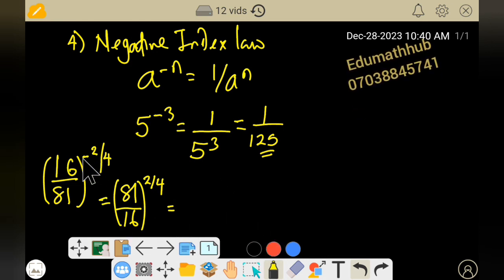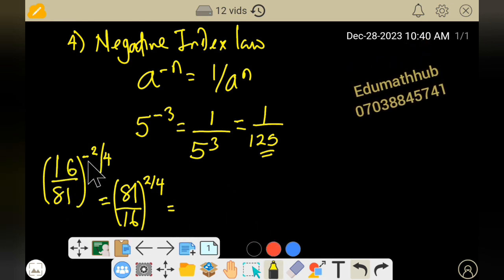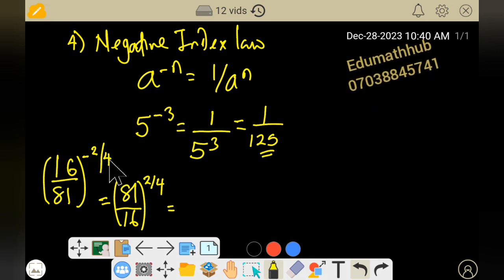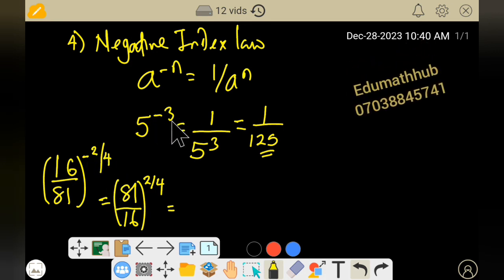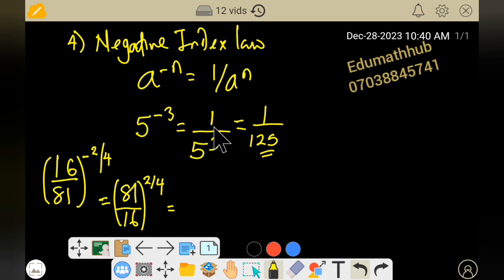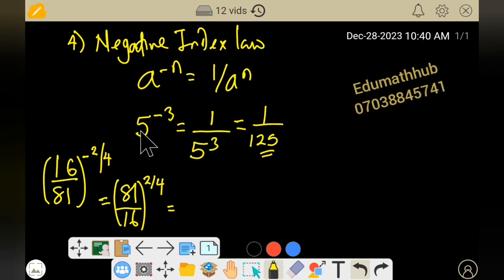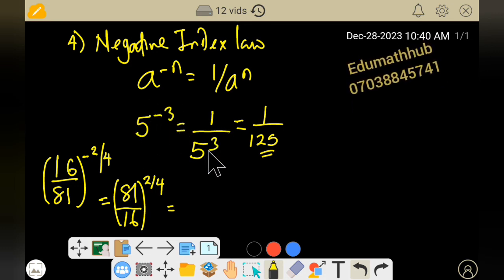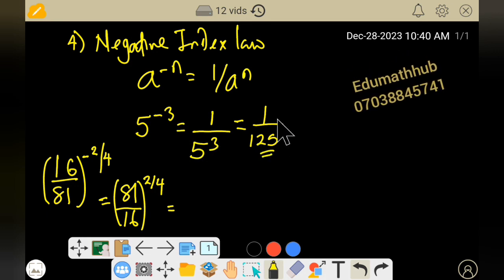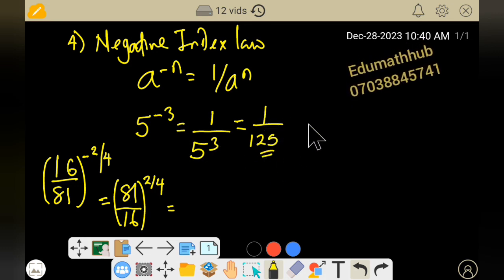So that's how you flip. Once you flip this upside down, the negative sign disappears. You don't have a negative sign there anymore. The same thing here. Once you write 1 over, this negative sign disappears. So just write the same thing, but don't include the negative sign again. That will be 5 raised to the power 3. Then you can get your 1 over 125.